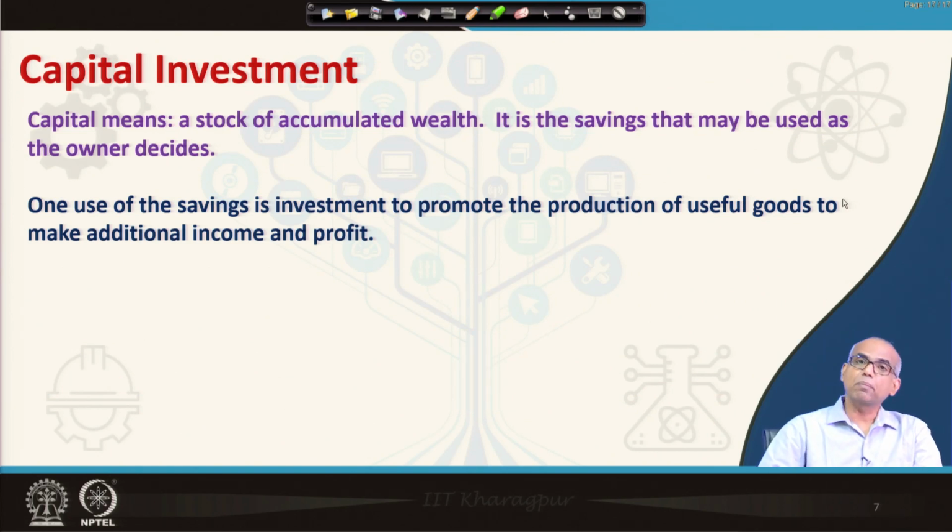Now, let us start with capital investment. What does capital mean? Capital means a stock of accumulated wealth. It is the savings that may be used as the owner decides. So, one use of savings is investment to promote the production of useful goods to make additional income and profit.